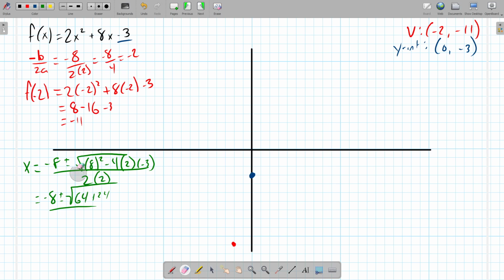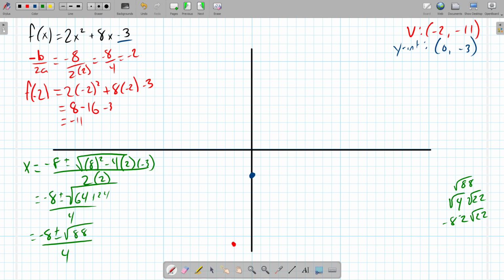This is over 4. So we have negative 8 plus or minus the square root of 88 over 4. And then let's simplify this by doing a little bit of side work over here so that we can simplify the root 88. I can rewrite the square root of 88 as the square root of 4 times the square root of 22. And the square root of 4 can simplify into 2 times the square root of 22.